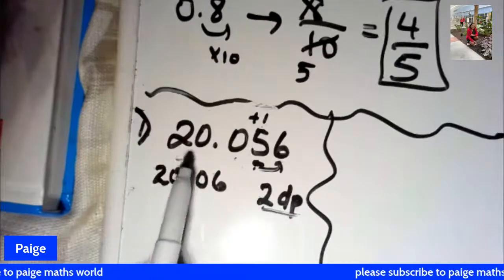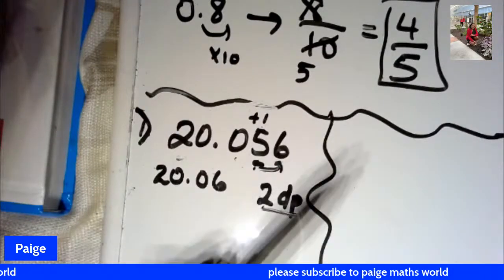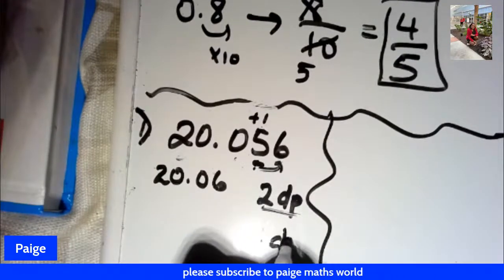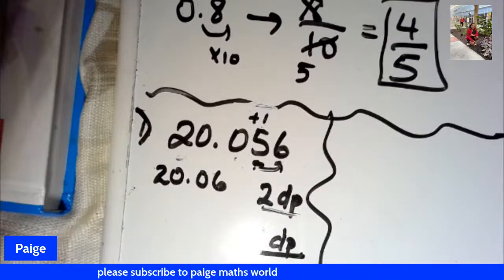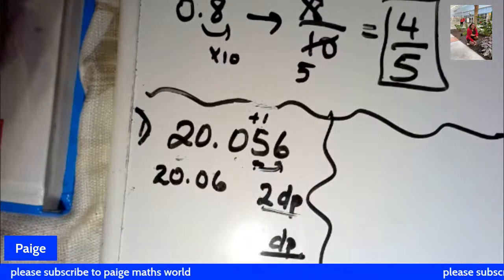Yeah. So 20.06 would be 2 decimal places. Now let us see what you guys do for 1 decimal place. Remember, it is that place right after the decimal point.